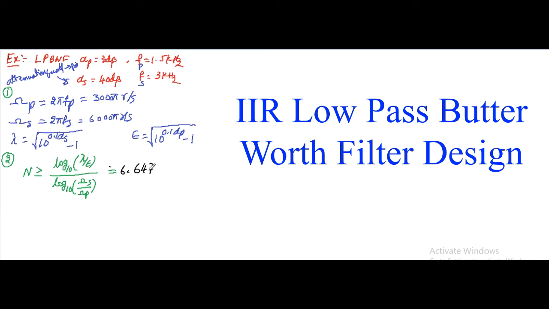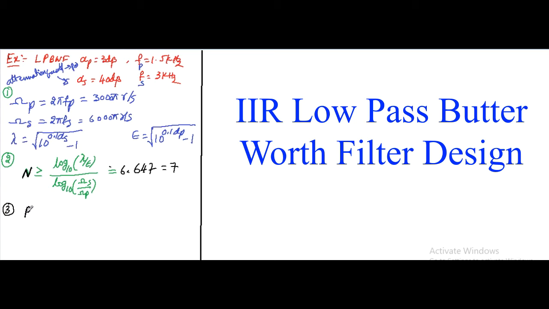Approximately this gives 6.647. The order of the filter should be an integer value. Always we have to take the value greater than or equal to this. So in terms of an integer, this value is approximately 7. So according to the given specifications, the order of the filter is 7 here. This comes under the second step. We have to calculate the order of the filter, and later we have to find the poles. The poles calculation comes under the third step.